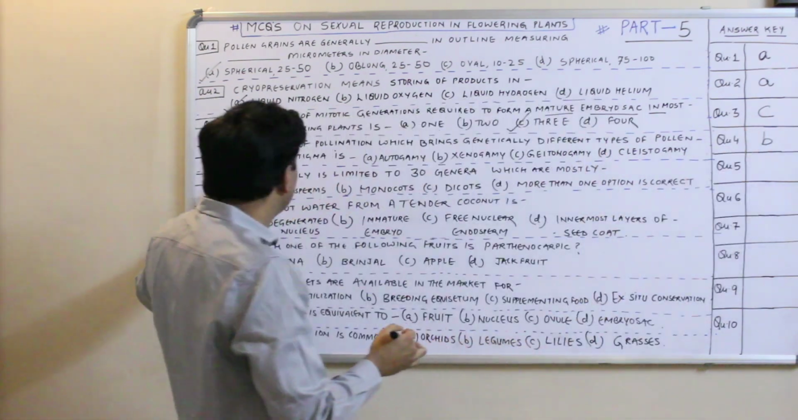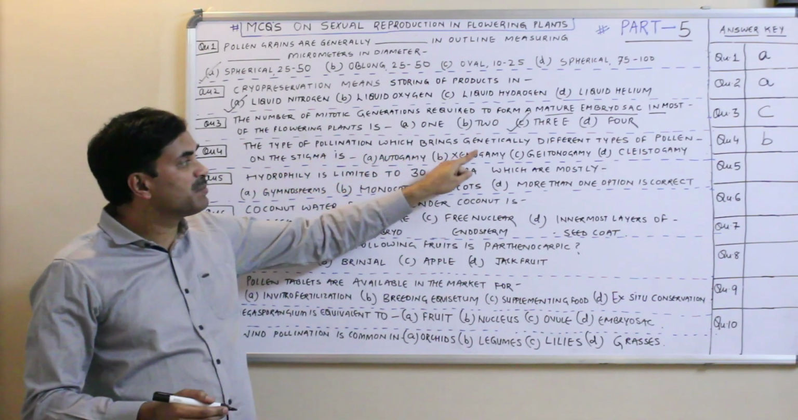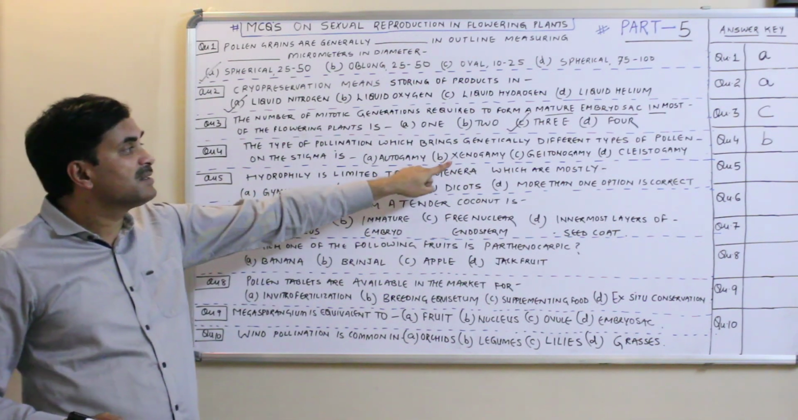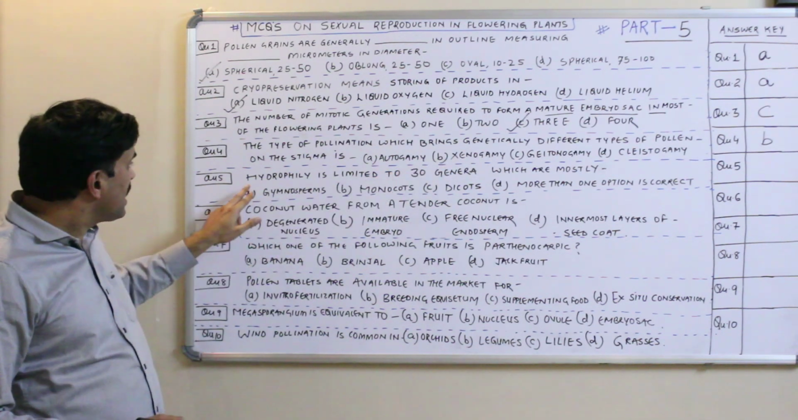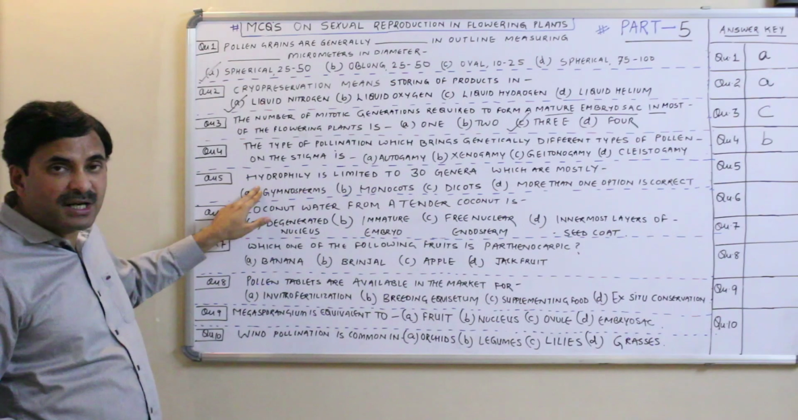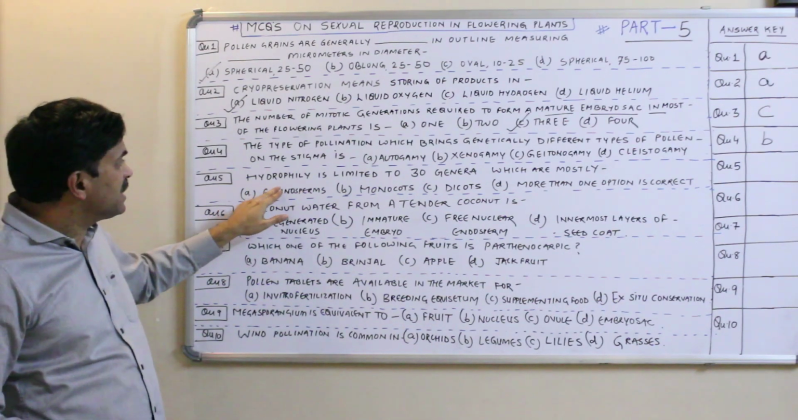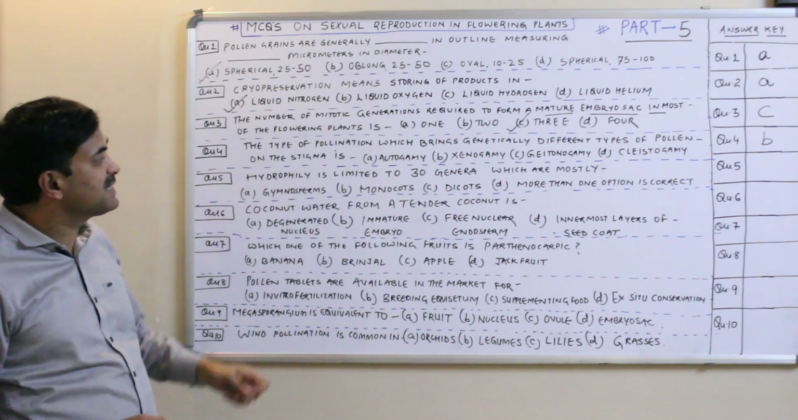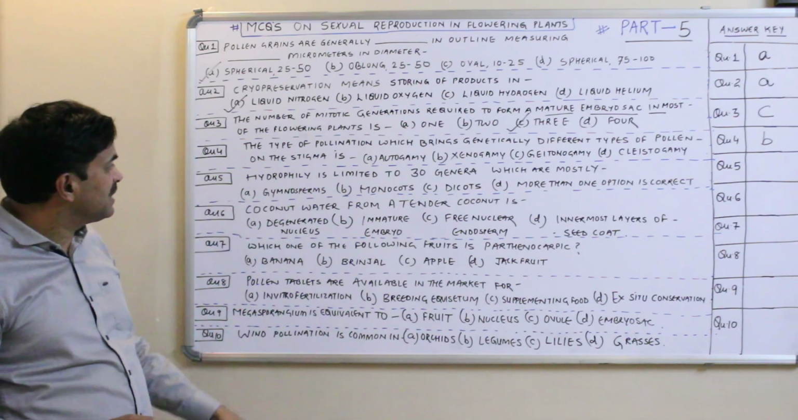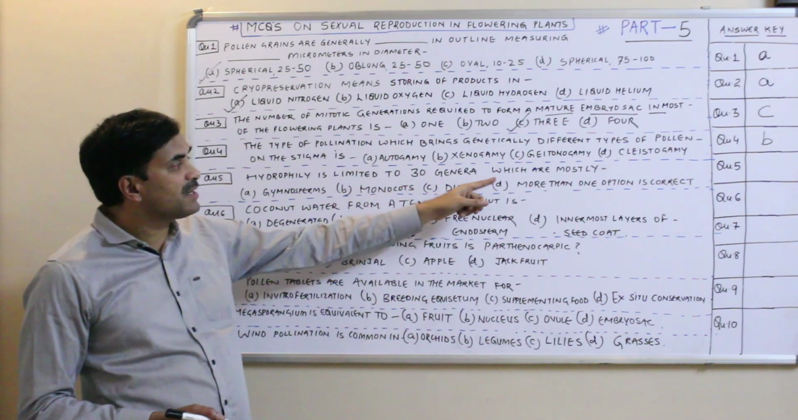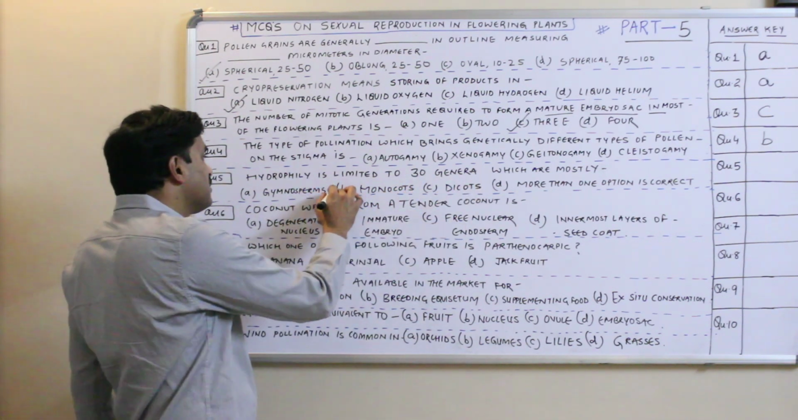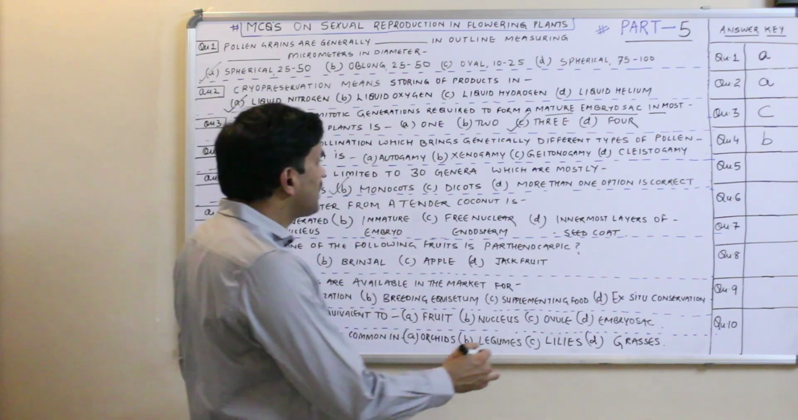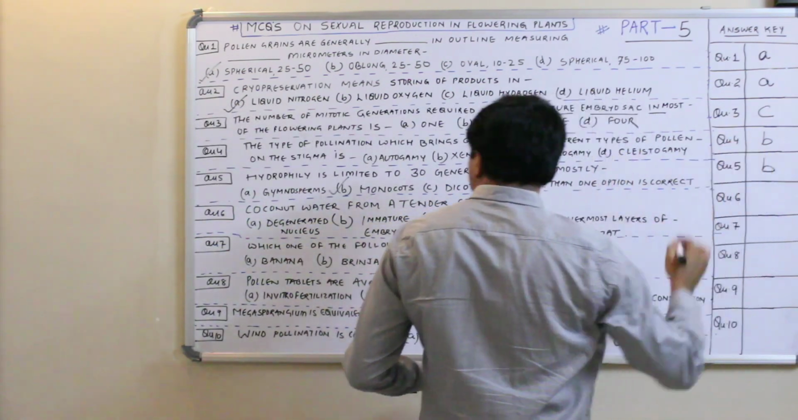Is it clear? Again I am repeating, the type of pollination which brings genetically different types of pollen grains on the stigma surface is xenogamy. Hydrophily means pollination occurs by water. Hydrophily is limited to 30 genera, which are mostly. This question is from the NCERT, and in NCERT it is written that hydrophily is limited to 30 genera which are mostly monocots. So question number 5 has the answer B.